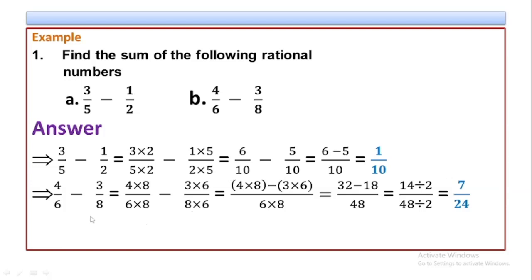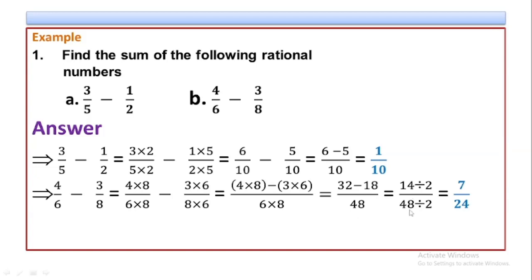For B, look, 6 and 8 are the denominators of the two fractions. According to the third approach, multiply the numerator and denominator of 4 over 6 by the second denominator 8, and multiply 3 over 8 by the first denominator 6. You see, 4 times 8 is 32, 6 times 3 is 18, 6 times 8 is 48. Now it is 14 over 48.